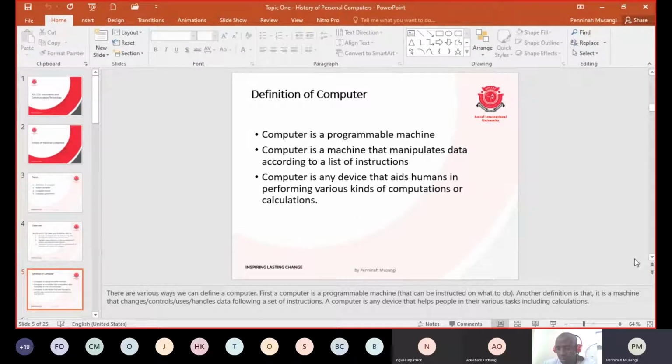And the last definition which I've provided for you is that it is any device that aids humans in performing various kinds of computations and calculations. So any device that helps you as a human being to compute, to calculate, we can also term it a computer. So a question may pop into your mind. We use a calculator to calculate, and it helps us. Is it a computer? We use our phones, which have a calculator application. Does that mean it's a computer? We are going to answer that question. So that's how we can define a computer.